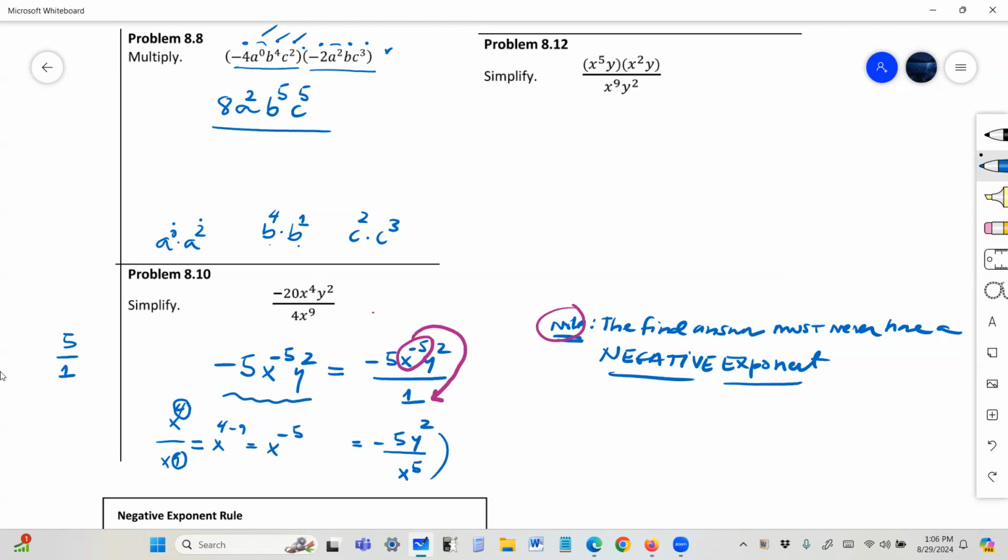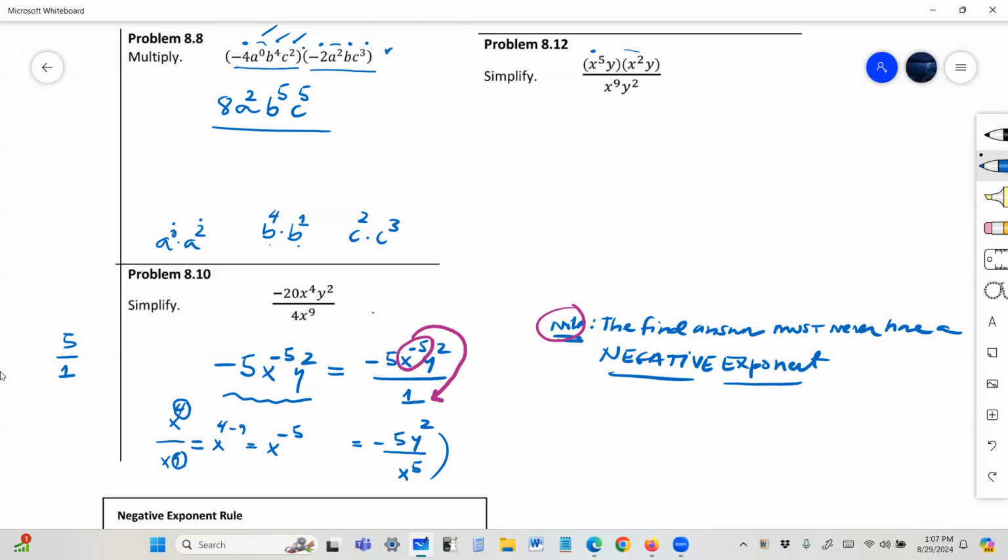Now, the next problem here, 8.12, we have two problems in one. In the numerator, I have the product rule, as you can see, and then I have the denominator. So you can do this problem different ways. I will do the following. I'll take care of the numerator first by applying the product rule, and then I will take a look at the simplified numerator and apply the quotient rule with the denominator.